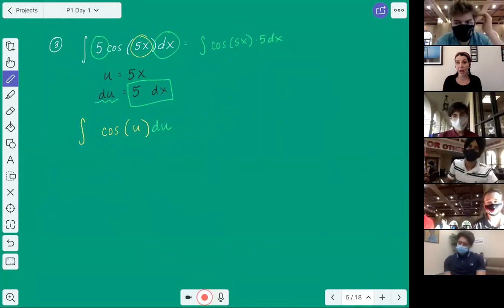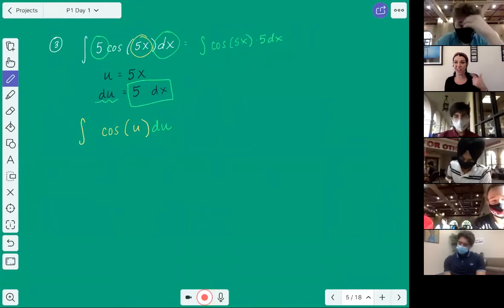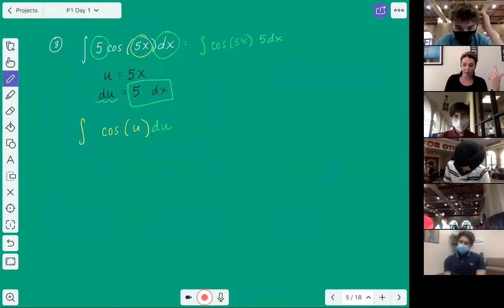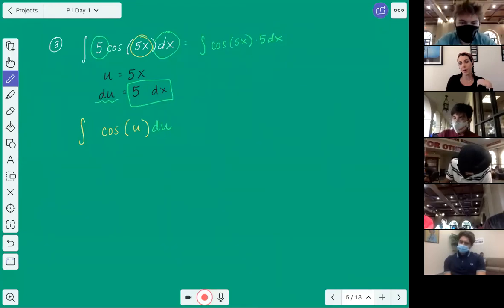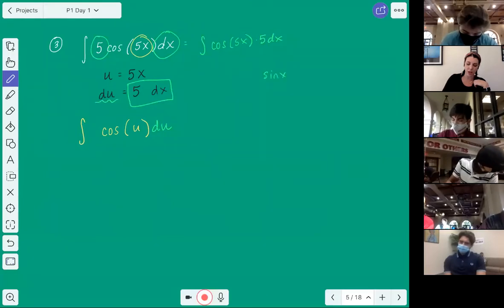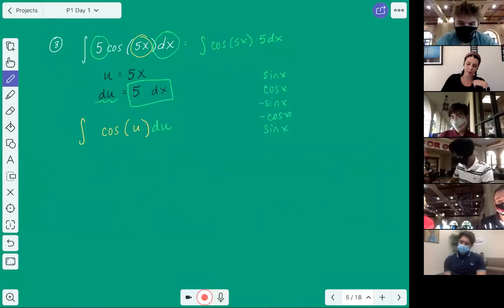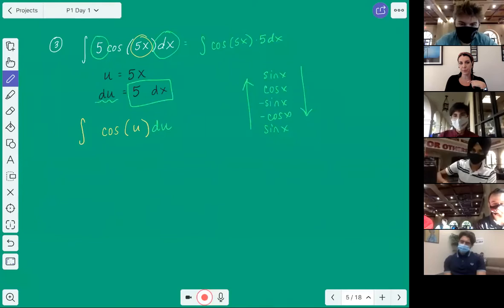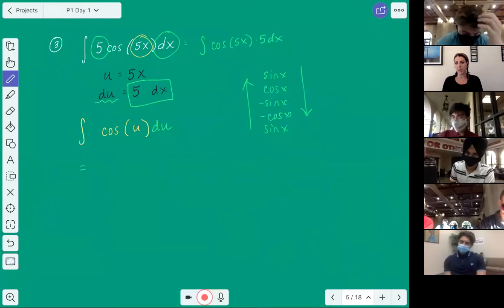And now I have trig still. Trig is okay. I don't have an inside function, so I don't have trig and chain rule in this part now that we've rewritten this. So now we have to think about what the derivative of cosine is, or the antiderivative of cosine. So again, I like to make my little chart: sine, cosine, negative sine, negative cosine, positive sine. If I'm taking a derivative, I'm going down that ladder. If I'm taking an antiderivative, I'm going up that ladder. So I'm taking the antiderivative of cosine. What do I get? Let's go to Ethan Lee. What do I get here?